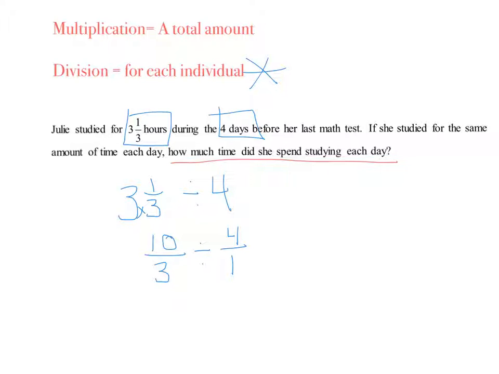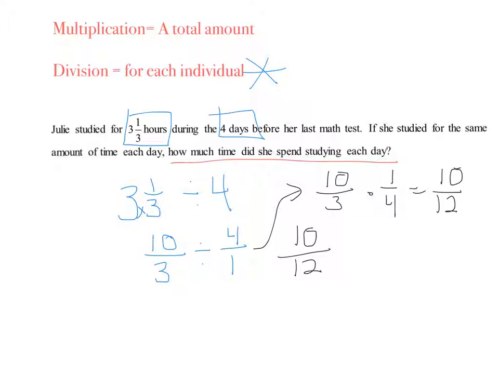Okay, now we also talked about last week that we can multiply by the reciprocal instead of dividing. So I could say I have 10/3 times the reciprocal of 4 would be 1/4. And now we can multiply straight across. 10 times 1 is 10. 3 times 4 is 12. So you can say that she spent 10/12 of an hour studying. Or if you wanted to simplify that, they both can be divided by 2, which could be 5/6 of an hour studying each day.